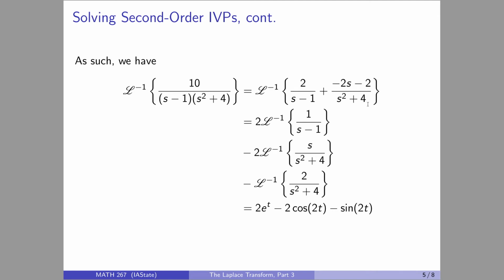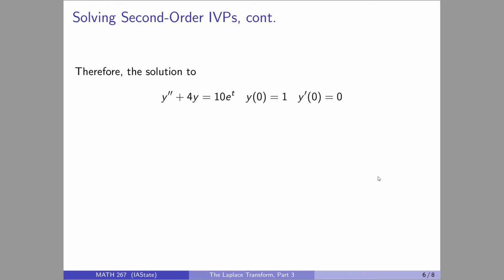Here, I pulled this apart, so I had s over s squared plus 4. I know that's going to give me cosine. And here, I made sure I had a 2, because I've got the 4 down here, so the 2 needs to match that, right? 4 is 2 squared. So I pick up the sine term, and boom, there we go. The first term has been inverse Laplaced.